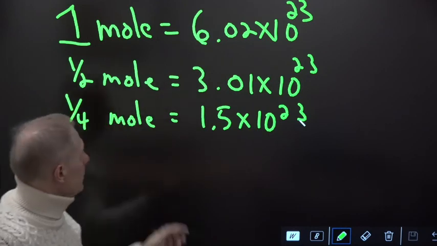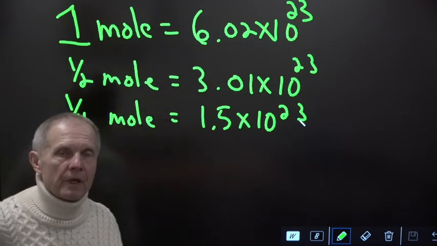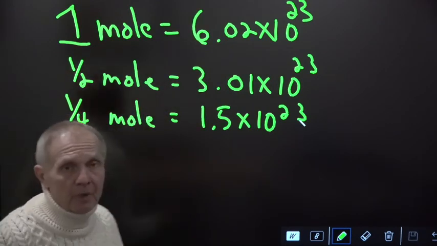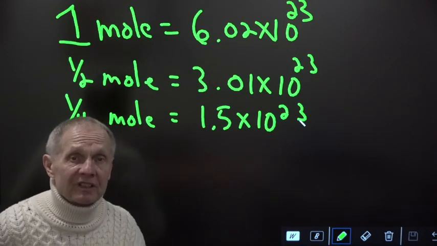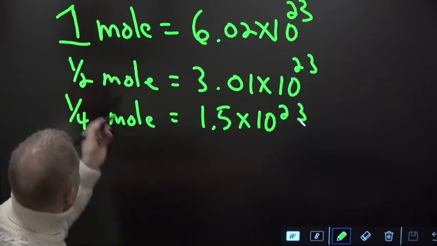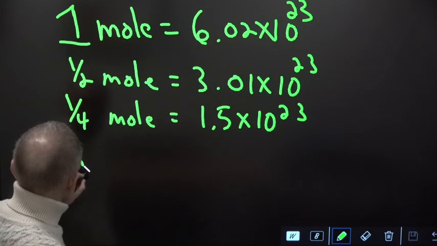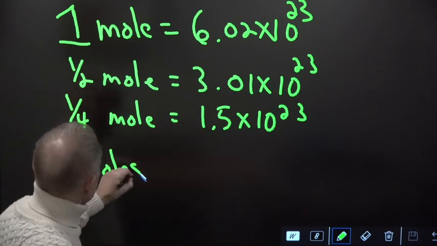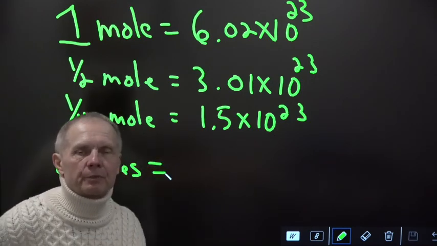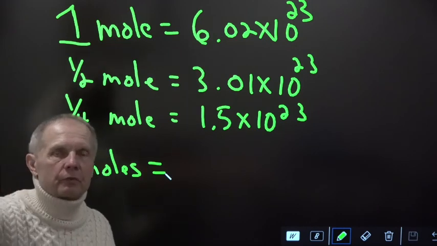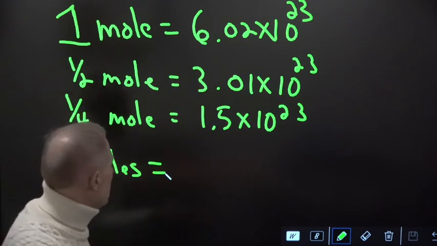A fourth of a mole is 1.5 times 10^23. And the cool thing about this number, if you know your multiples of 6, you got it. So 2 moles. There's 2 ways to express 2 moles. 2 moles, it's just 2 times 6 is 12. So it would be like this.